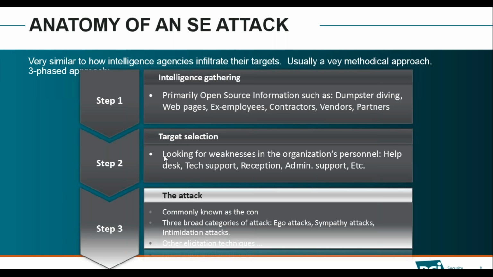Now, the primary open sources could be dumpster diving, that is, using the paper that you've discarded, web pages, ex-employees giving information, contractors, vendors, partners. There's a lot of information flowing outside. Most companies outsource their operations, at least in part, and that's where the information can be used by these hackers, these nefarious actors.